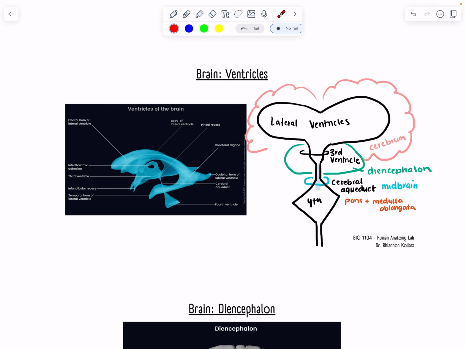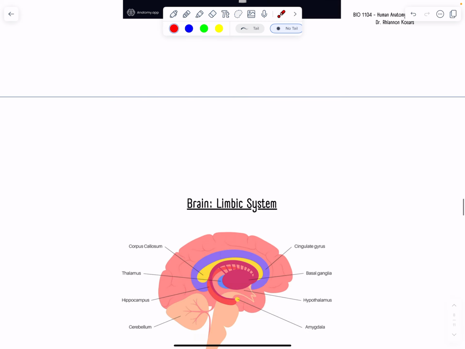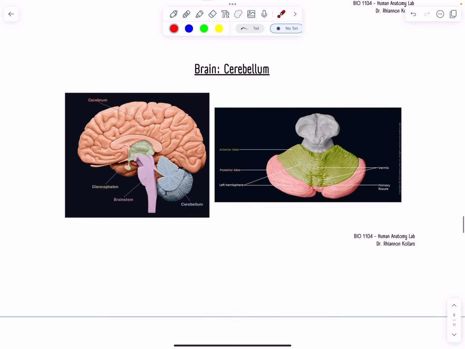Now you guys are just going to read about the diencephalon as well as the limbic system and the brainstem and the cerebellum. So those you're just going to read about. There are images there that will help you. And if you have any questions, please contact me and I would be happy to explain more to you.